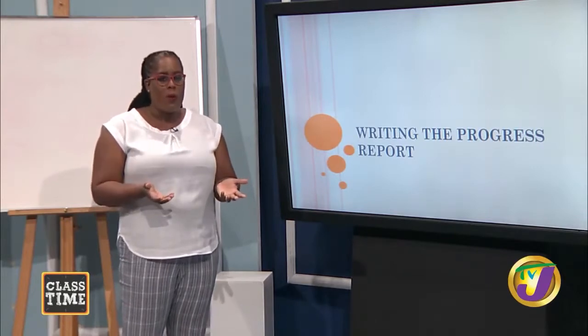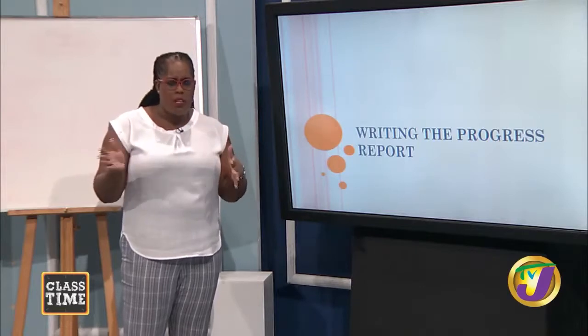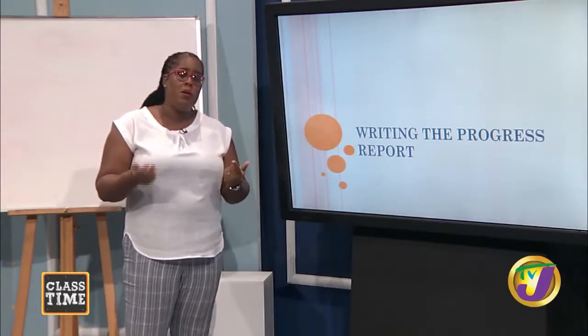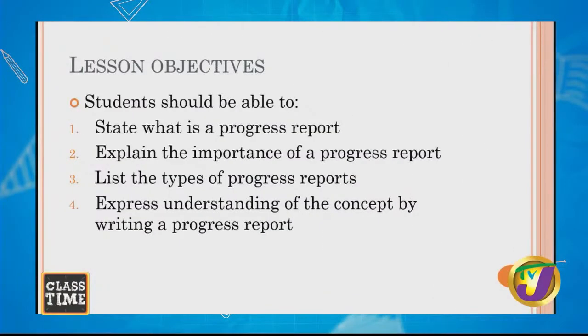Now, we're going to be looking at writing the progress report. And as usual, you want to know what the progress report is, but we'll get to that. But first, we need to look at the lesson objectives. All right. So the lesson objectives for this lesson are: number 1, state what a progress report is. 2, explain the importance of a progress report. 3, list the types of progress reports. And 4, express understanding of the concept by writing a progress report of your own.